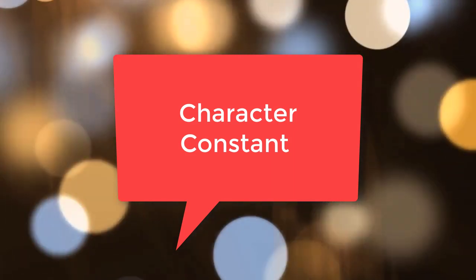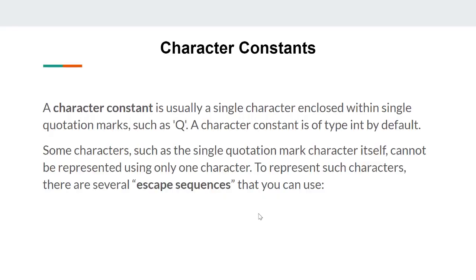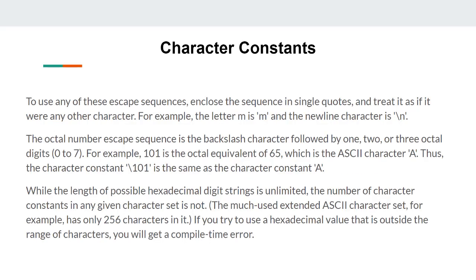Now character constant. A character constant is usually a single character, and that single character must be enclosed within single quotation marks. The character constant is of type int by default. Some characters, such as the single quotation mark itself, cannot be represented using only one character. To represent such a character, there are several escape sequences that you can use.